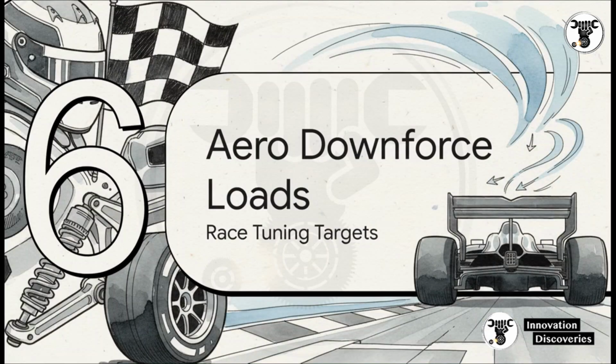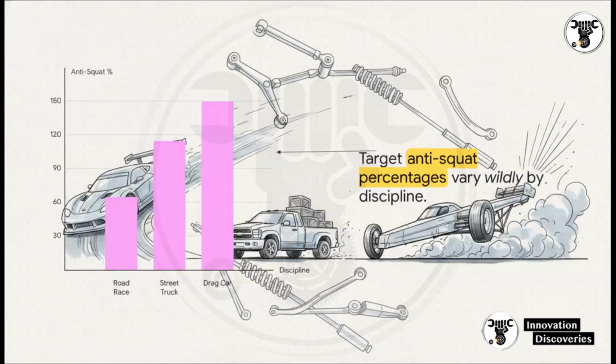Okay, final stretch. Section 6, race targets and aero loads. Let's graduate from the street for a second and look at some advanced track tuning concepts. Notice how wildly different our anti-squat targets get depending on the discipline. A road race car really needs compliance to handle curbs, so we typically target a nice balanced 50 to 80%. A heavy street truck, that needs to fight massive cargo loads, so it usually sits higher, right around 100 to 130%.